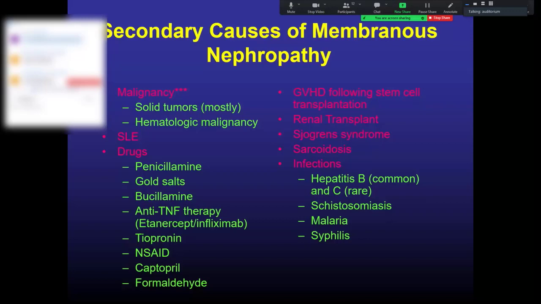SLE is on here, but we'll talk about that next week. That's called class 5 lupus nephritis. A lot of drugs. Hep B more commonly than Hep C. Hep C is more associated with MPGN, which we'll talk about next week.